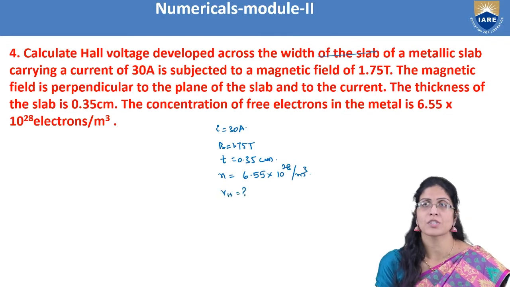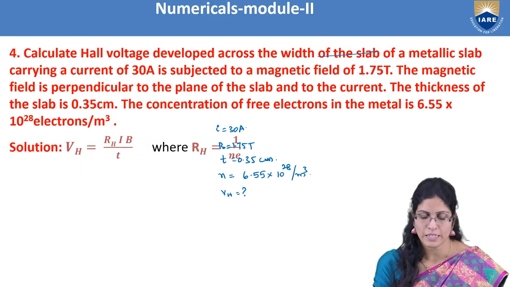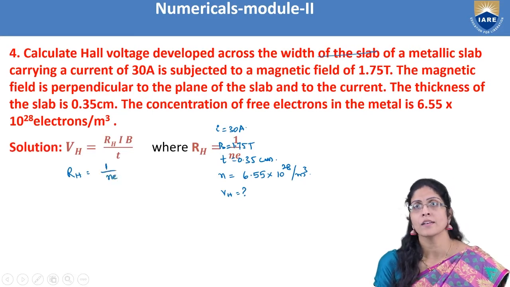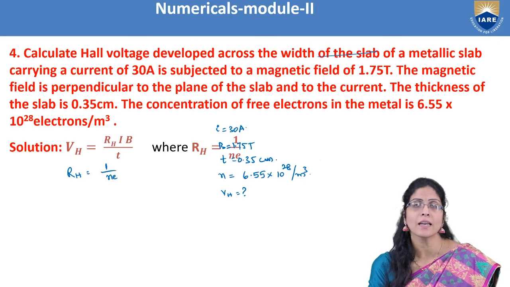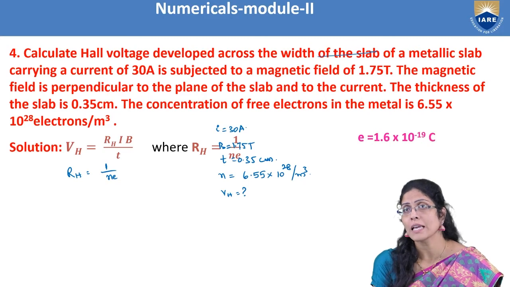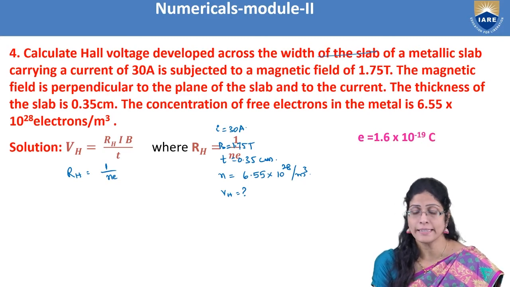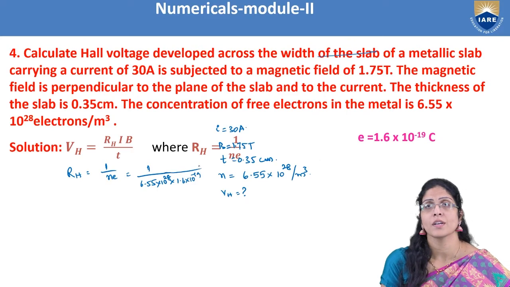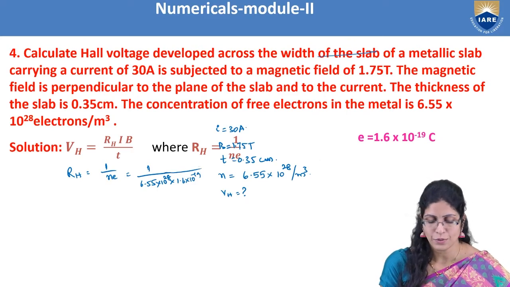That's all. So we know the formula for Hall voltage is this, where RH is equal to 1 by NE. Just substitute that because you are given N. RH is not given to you directly, but it is in your hand because you know the value of E. Just substitute the given N and E. That's all. You will get 1 by NE as 6.55 into 10 to the power of 28 into 1.6 into 10 to the power of minus 19. You'll get RH.